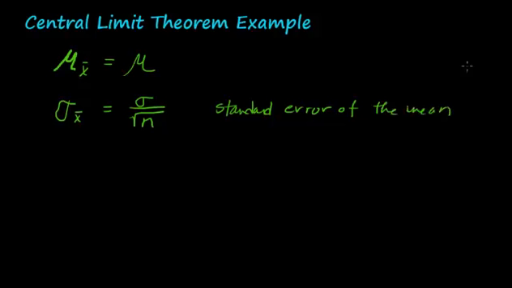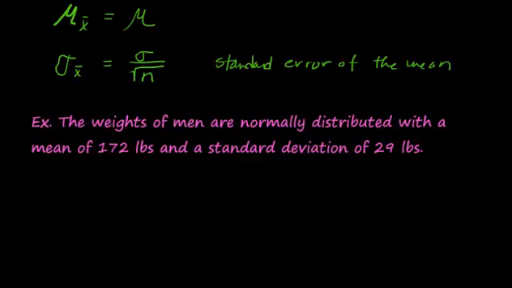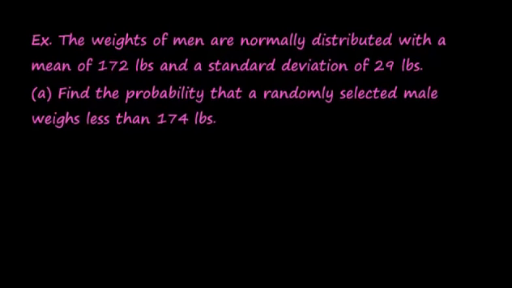Okay, well, recall that we previously worked some problems involving the weights of adult men, and we found the probability for a randomly selected individual. So let's redo that and see how the central limit theorem comes into play in our part B. So, the example was that the weights of men are normally distributed with a mean of 172 pounds and a standard deviation of 29 pounds. Okay, so this is what we've done before. We found the probability that a randomly selected male weighs less than 174 pounds. But let's go through those steps again.